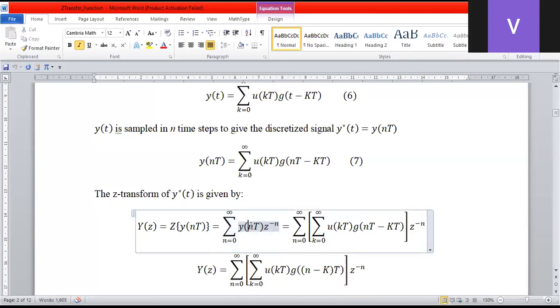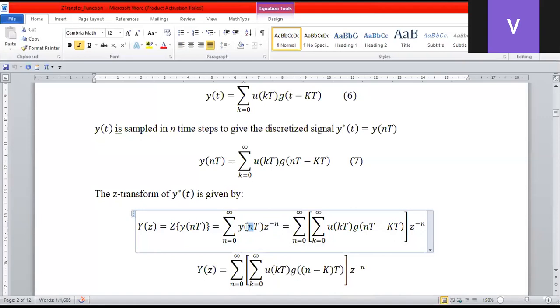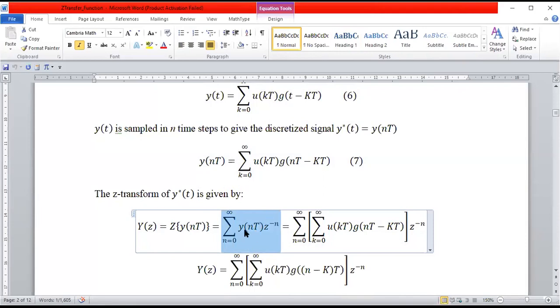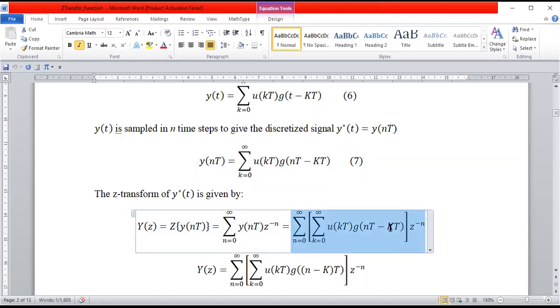This is the definition of the sampled version of y of t. For u of t, we sampled in k steps, but for y of t we are sampling in n time steps because we don't want to confuse the inputs with the outputs. That's why we are using a different variable. Then this is the definition of the z transform. Instead of writing y of nT, we simply replace it with this. When we do that, we arrive at this equation.